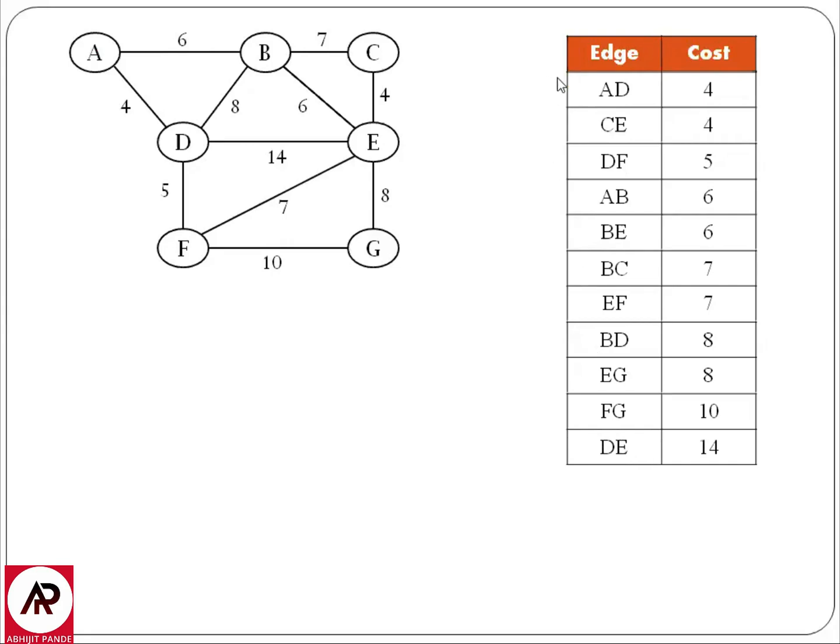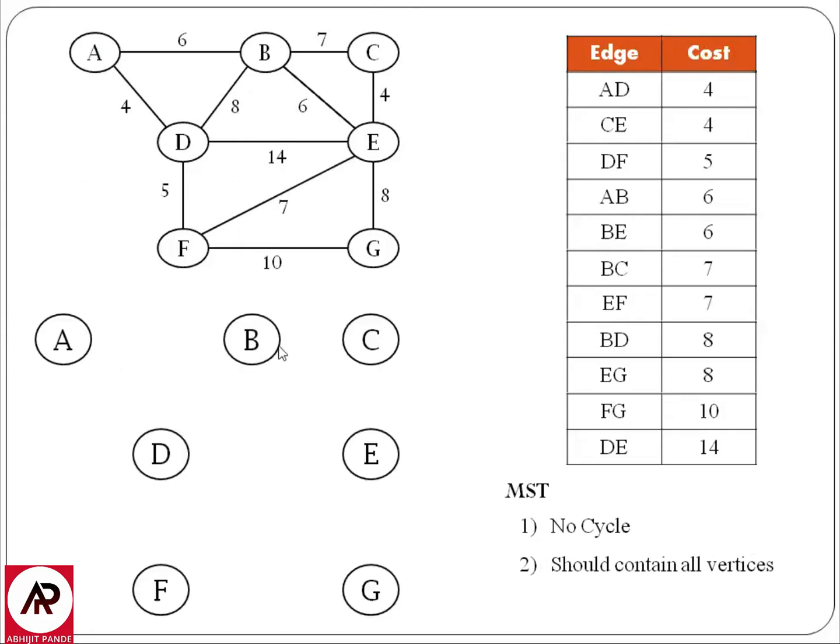Now we have considered all the edges that are present in our graph and arranged them according to the increasing order of their weight. Now we have to draw a minimum spanning tree. In order to draw a minimum spanning tree, we must remember the important property of the minimum spanning tree: there should not be any cycle, and it must contain all the vertices that are present in our graph. So I have considered here all the vertices that are present in the graph. It is not mandatory to keep all the vertices as they are. I have kept all the vertices as they are just for the sake of simplicity.